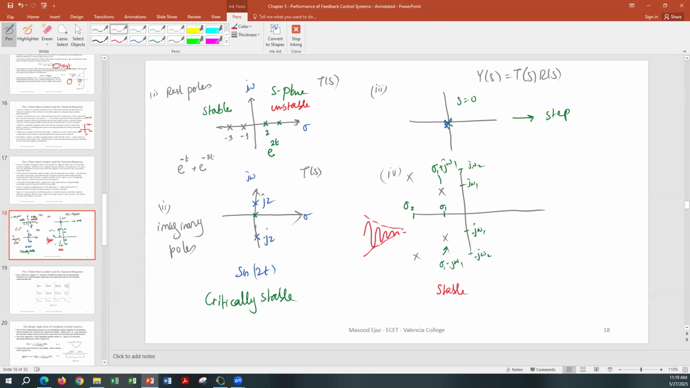Yes? Duplicate of the two poles on the real axis? What do you mean? Oh, s plus 1 is square.